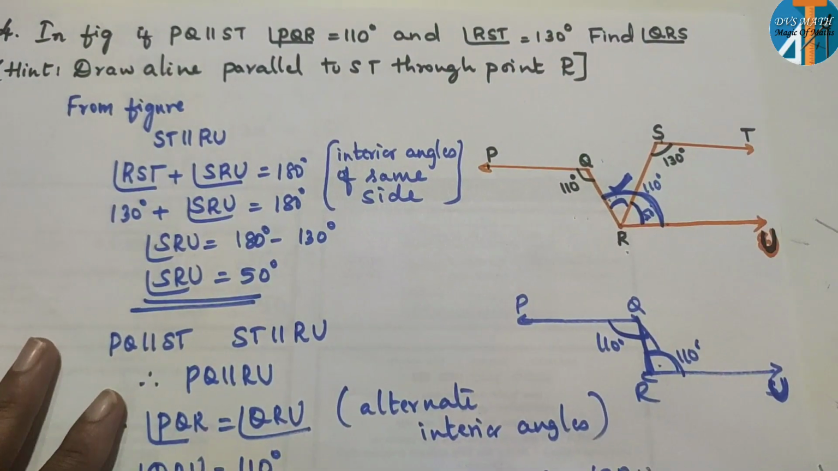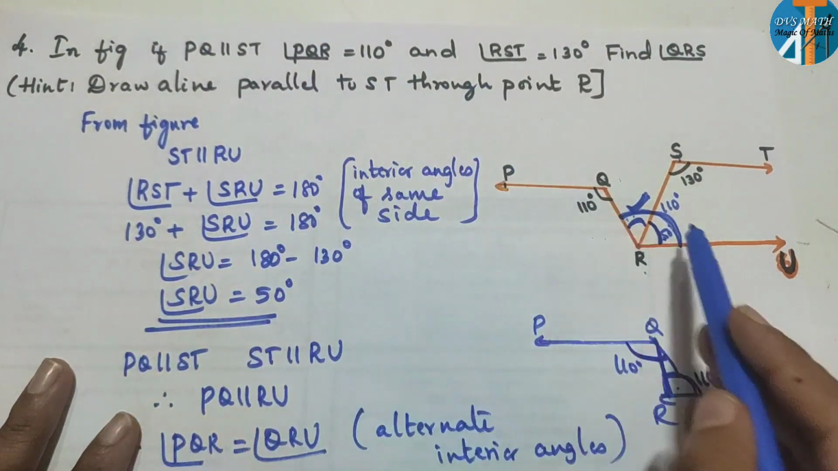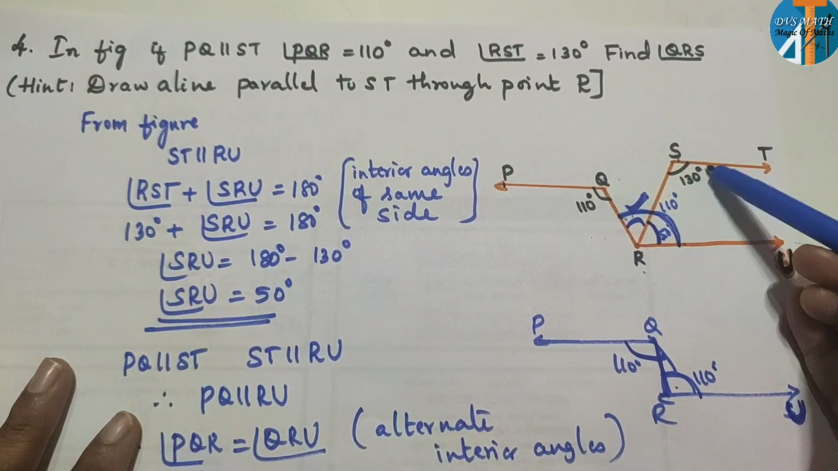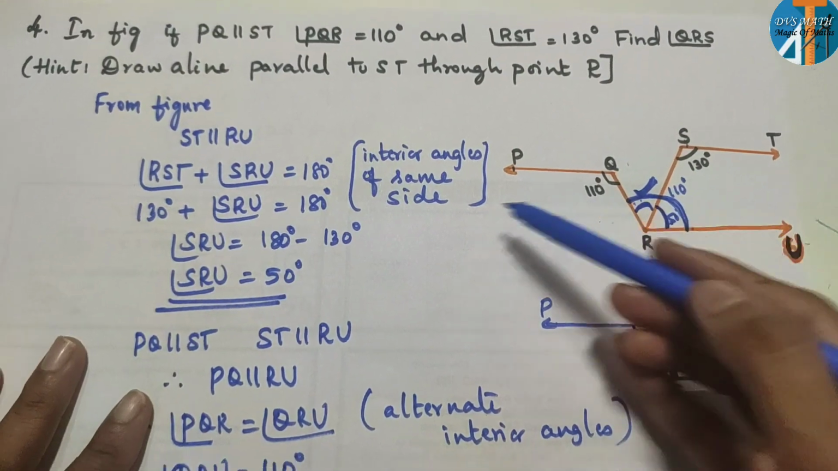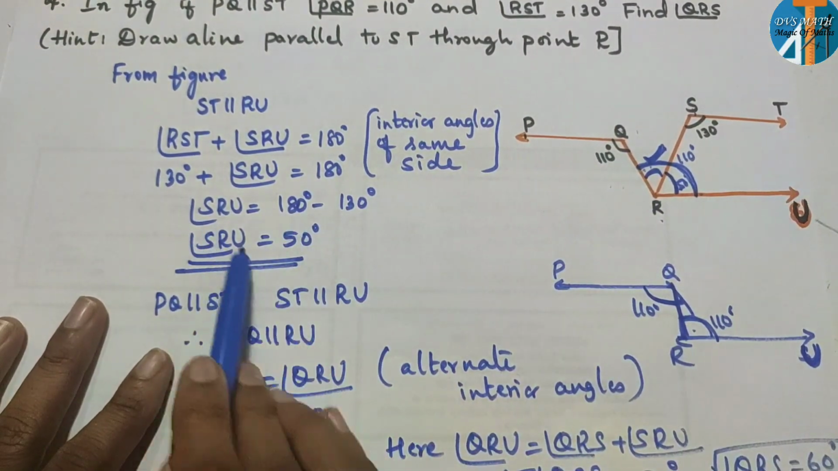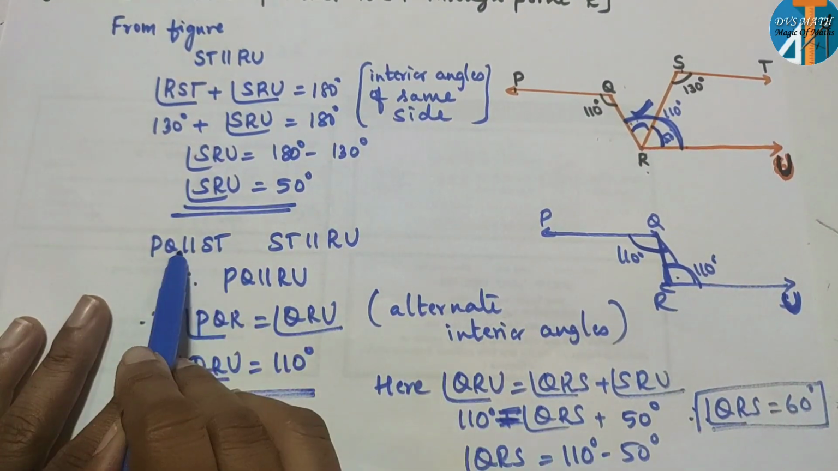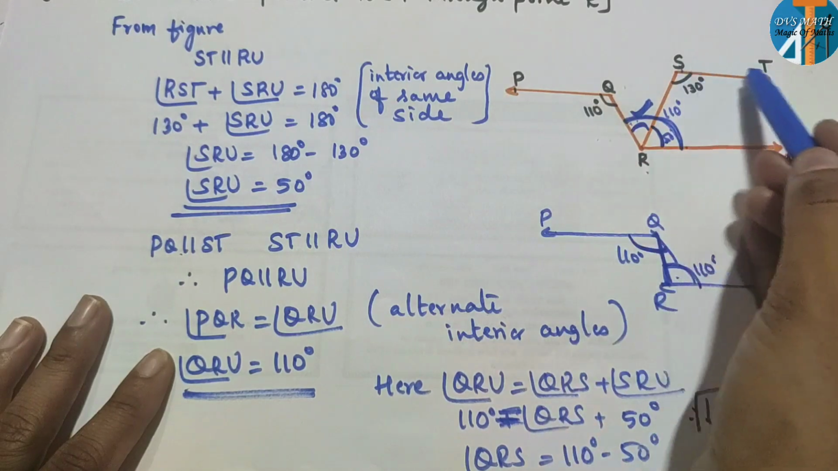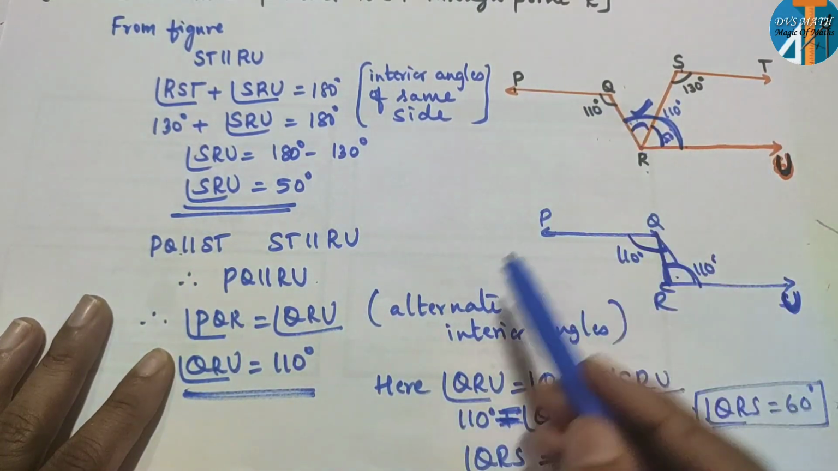So again observe carefully. First we took this one by construction as they have given the hint. So ST is parallel to RU. So the sum of these two angles is equal to 180 degree because the interior angles on the same side are supplementary. So by simplification we got this angle SRU as 50 degree. Then as given in the data, PQ is parallel to ST, but from construction ST is parallel to RU. Then PQ is parallel to RU.